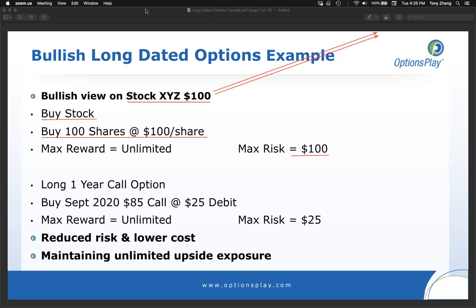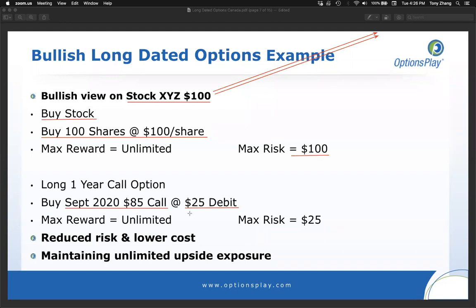Conversely, you can buy an option for this. So let's say you buy a 1-year call option. Here, what I'm looking at is September 2020, and I'm going to buy an in-the-money call. So the current stock is at 100. I'm going to buy an $85 call. And let's say I pay $25 for that call option. Now, I'm going to come back a little later to talk about why I bought the in-the-money call, because that is an important piece.